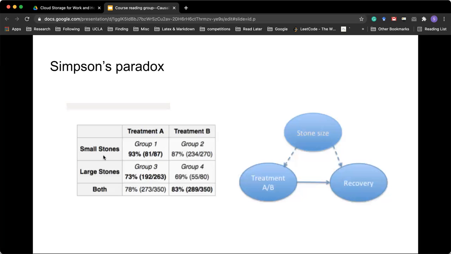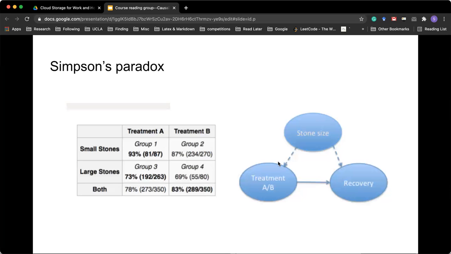So if we focus on each patient group with respect to the size of the stone, we can see that treatment A is better than B, because at either stone size, treatment A has a higher recovery rate than treatment B. But if we take the total average, then treatment B is higher. This is the Simpson paradox. So the numbers sometimes don't tell people the truth and the reason. So why could this paradox happen?